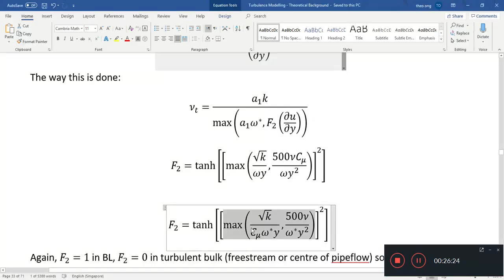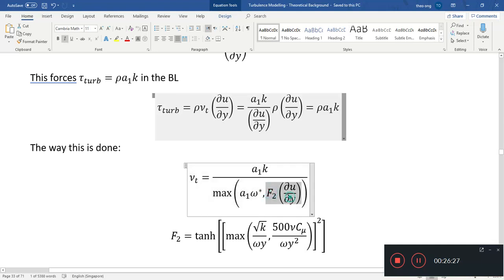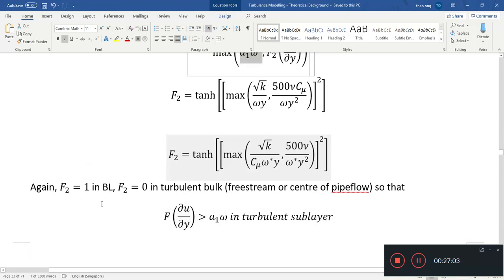If it's equal to 1 in the boundary layer, then F2 du/dy is much greater than this, so that basically your nu_T equals A1 K over this in the boundary layer. Other than that, when you increase the distance from the wall, F2 drops rapidly from 1 to 0, so that A1 K over A1 omega star will just give you the normal turbulent viscosity we are so used to. So again, F2 equals 1 inside the boundary layer, and F2 equals 0 inside the turbulent bulk, the free stream or the center of the pipe flow.